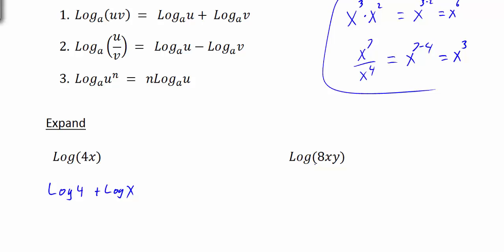All right, log of 8xy. Well, here we have three things multiplied. So up here the property only shows 2, but we could certainly extend it to 3. So we could actually just split it into log of 8 plus log of x plus log of y. Again, it's all multiplication, so we're going to rewrite it as each one being added together.